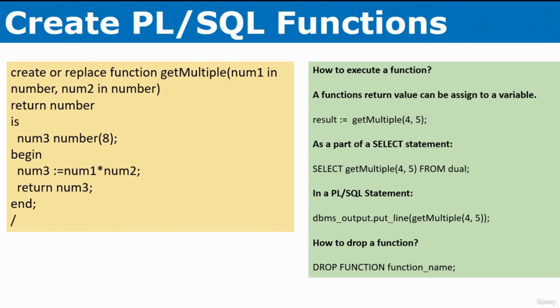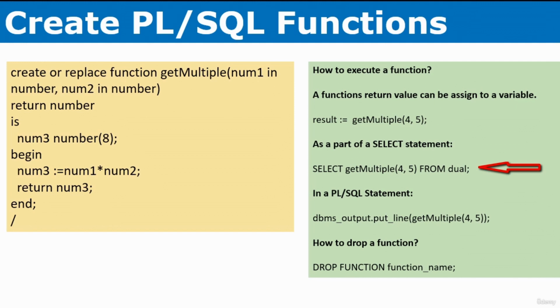You can also execute a function as part of a select statement. For example, here we have select, the name of the function, the parameters from dual. Dual basically is a special table in Oracle. A dual table in Oracle only has one row.